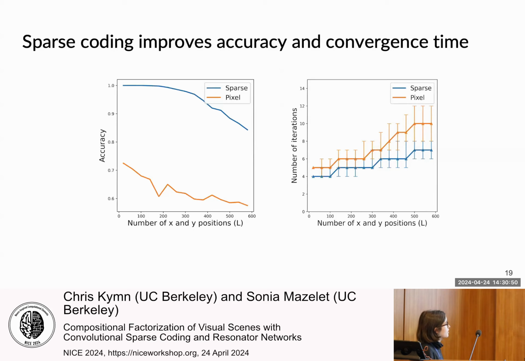So here are the results in terms of the accuracy of the factorization and the number of iterations it took for the Resonator to converge to the fixed point.